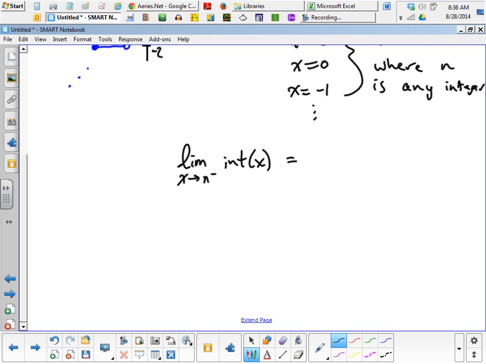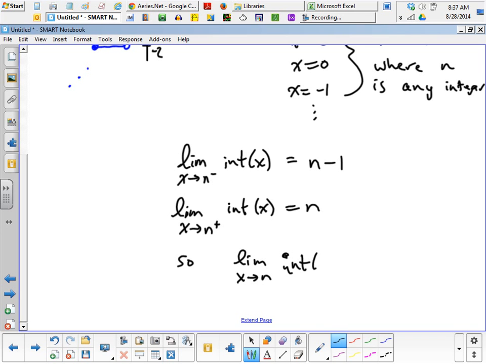Anytime you're at the left side of an integer, this thing's going to come out to n minus 1. And anytime you're on the right side of an integer, it comes out to n. They're not the same. So the limit at every single integer does not exist. So those darn limits don't exist. None of them do. So we can't say that it's continuous. Just an interesting example.